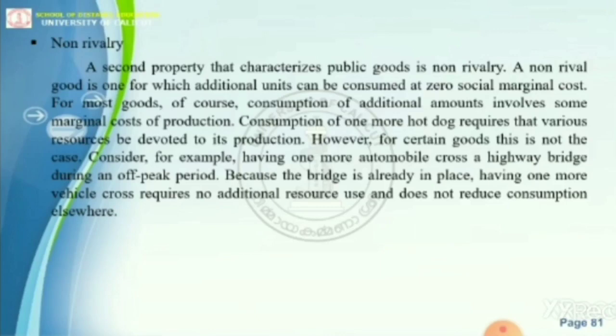A second property that characterizes public goods is non-rivalry. A non-rival good is one for which an additional unit can be consumed at zero social marginal cost. For most goods, of course, the consumption of additional amounts involves some marginal cost of production. Consumption of one more hot dog requires that various resources be devoted to its production. However, for certain goods, this is not the case. Consider, for example, having one more automobile cross a highway bridge during an off-peak period. Because the bridge is already in place, having one more vehicle cross requires no additional resources and does not reduce consumption elsewhere.